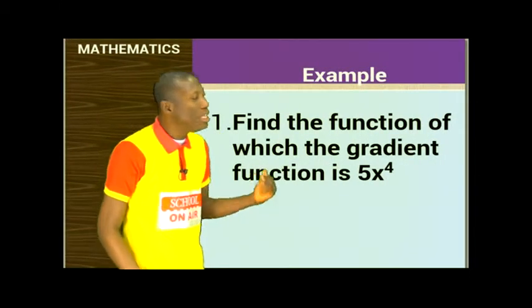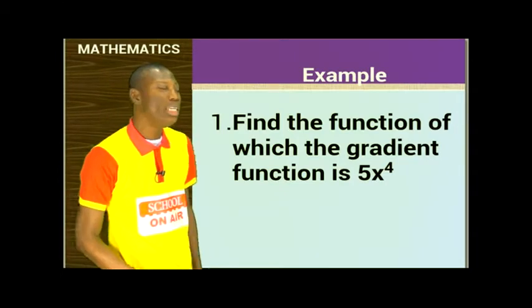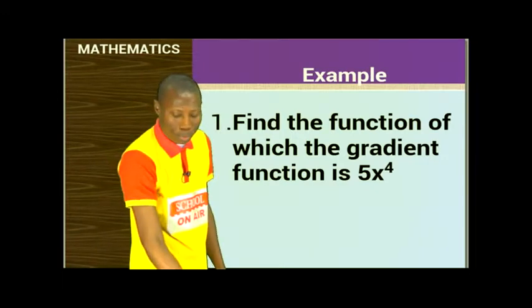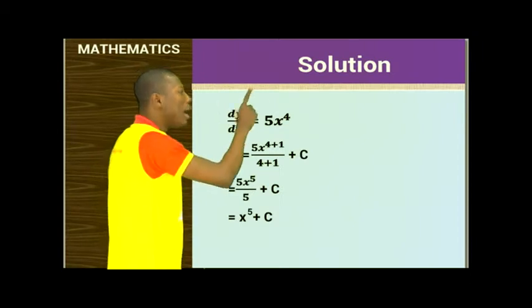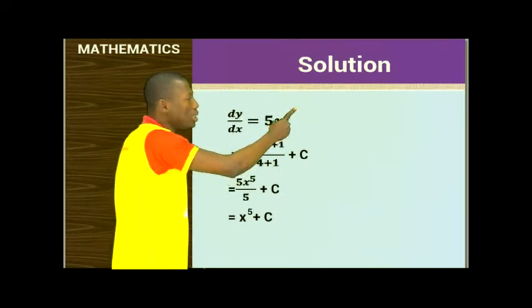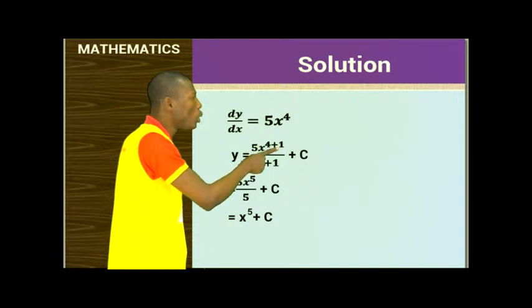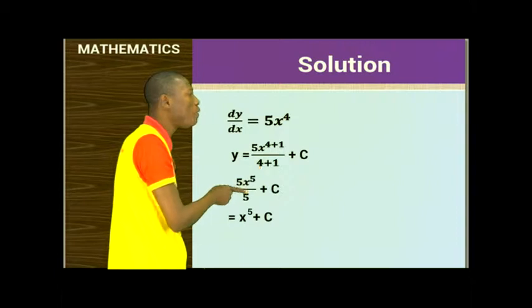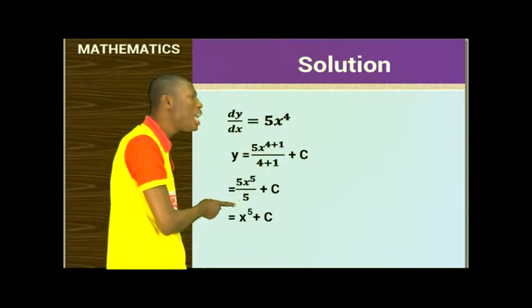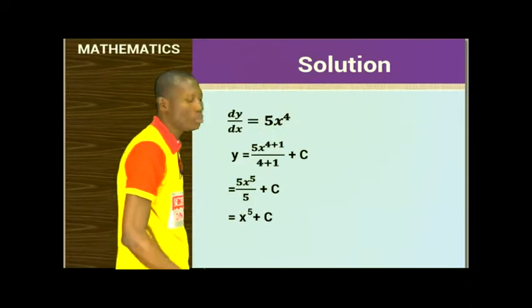Now, if you want to find an integration of a function, find the function of which the gradient function is 5x raised to power 4. Based on what I said when I was explaining how to use the formula, this 5 is the coefficient, this 4 is the power. By the time we add 1 to this one, we have 5. Then we divide everything by 5. So we have 4 plus 1, then over 4 plus 1. So now we have 5x raised to power 5 all over 5. Then 5 divided by 5, x raised to power 5 plus c. So this one is the integration of this function.